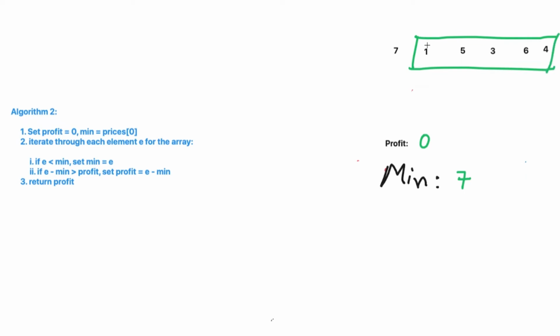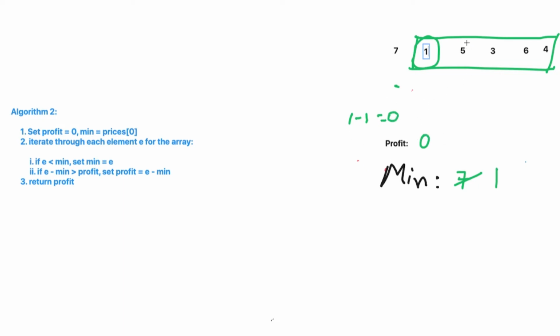So the first value is 1, so we are gonna check if the value of 1 is lesser than the value of min. So definitely 1 is lesser than 7, so we're gonna update 7 with 1. Then we're gonna see if e minus min is greater than profit. So e minus min means, what is e here? E is this particular element. So 1 minus 1, the value is 0. It is not greater than profit, so we don't do anything.